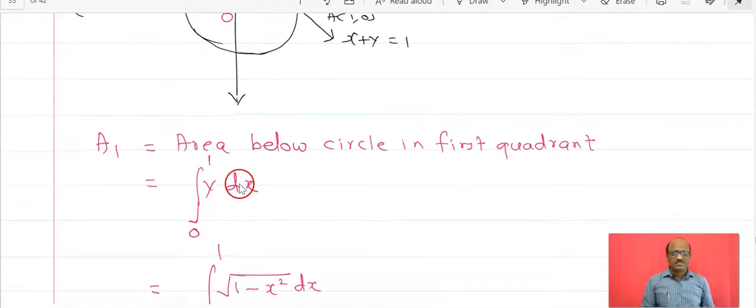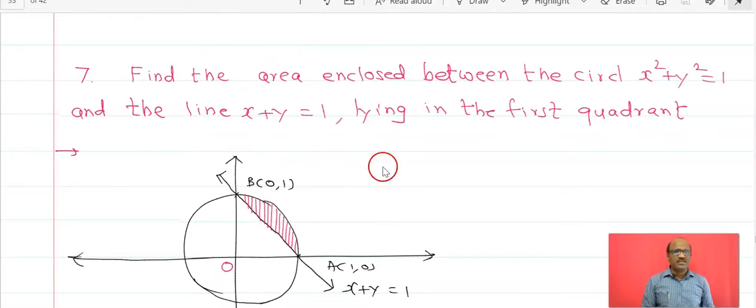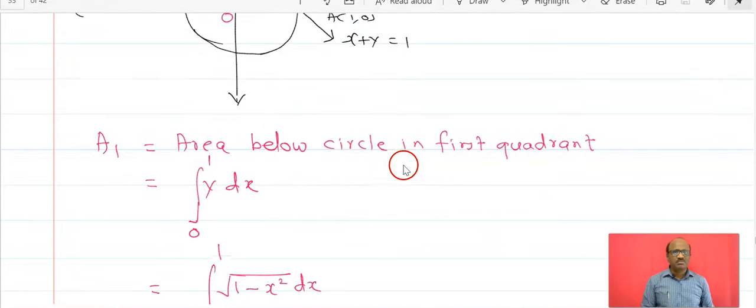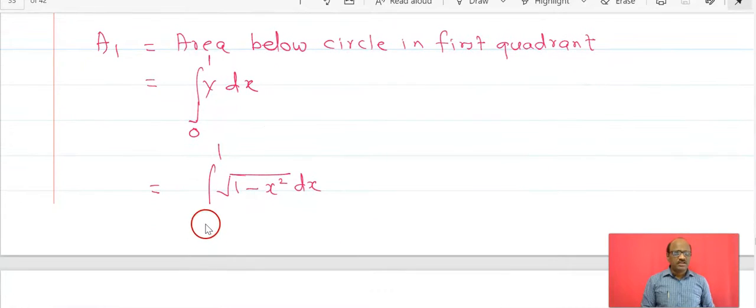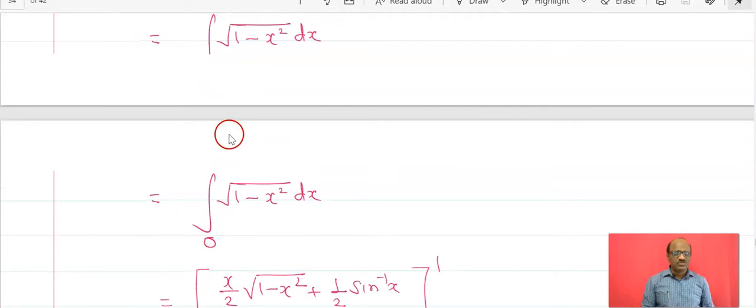Now let us start. A1, the area below the circle in the first quadrant, that is integral 0 to 1 of y dx. What's the value of y? From x square plus y square is equal to 1, y square is equal to 1 minus x square. Therefore, y is equal to plus or minus under root of 1 minus x square. But we are considering the first quadrant, therefore we take the plus sign. Therefore, integral 0 to 1 of under root of 1 minus x square dx.